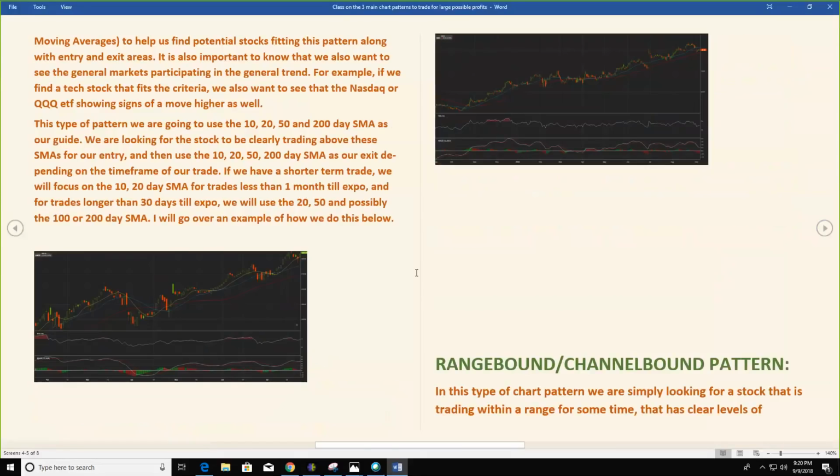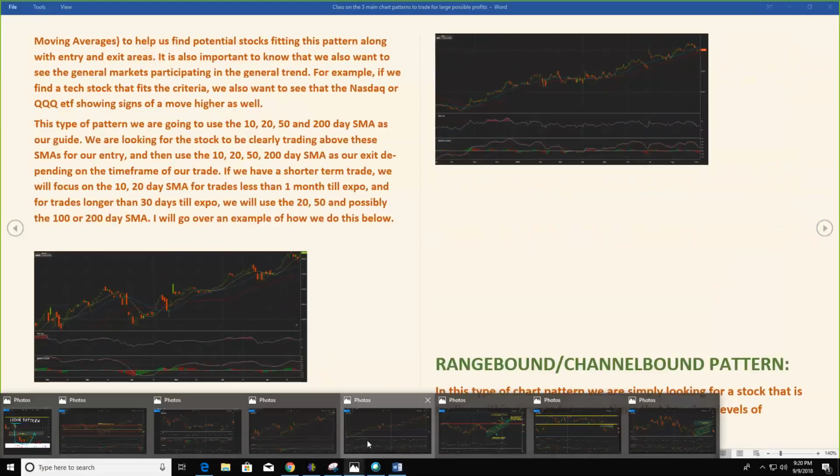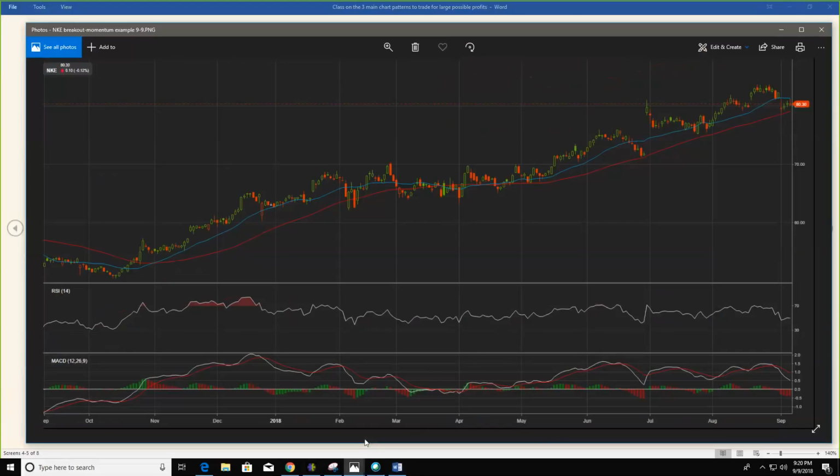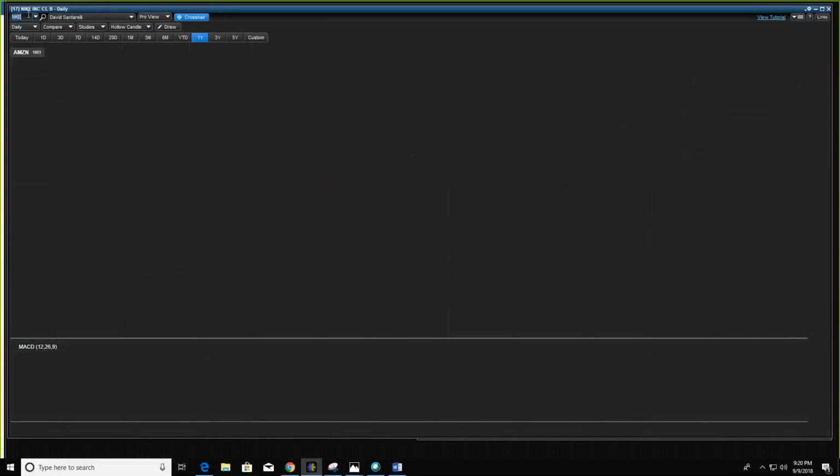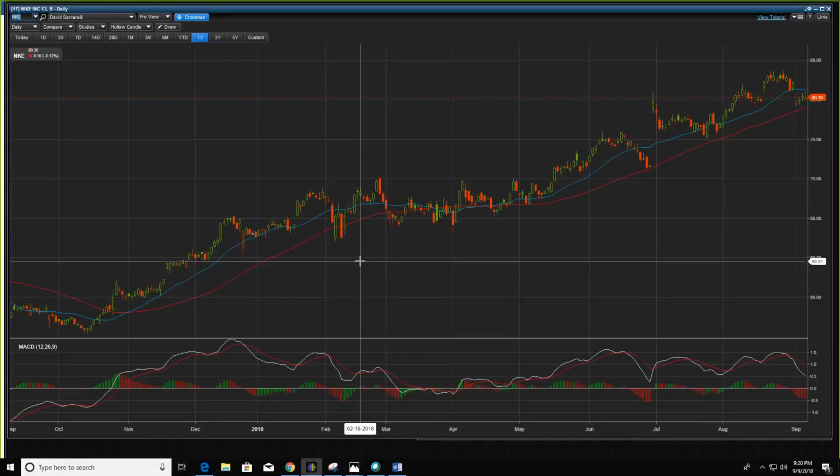Alrighty, so we have another chart here. Let's go over this one. This is another example of a breakout trade. So here's Nike. All right, Nike has been great. We could actually bring that up on E-Trade here. Let's take a look at Nike. So here's the stock on Nike.